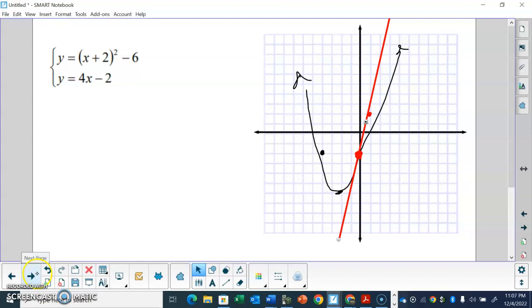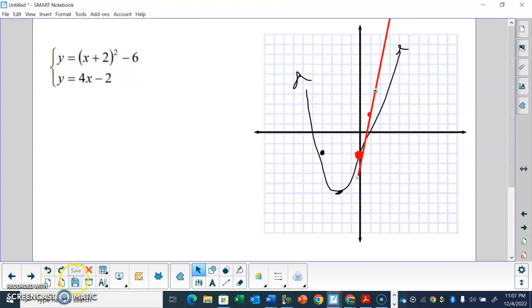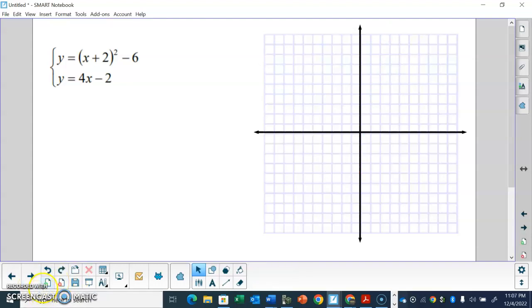So let's go ahead and take a look at our next page. Oh, didn't mean to erase that. Let's put that back up. I meant to go to the next page. Did I go to the next page? Huh.